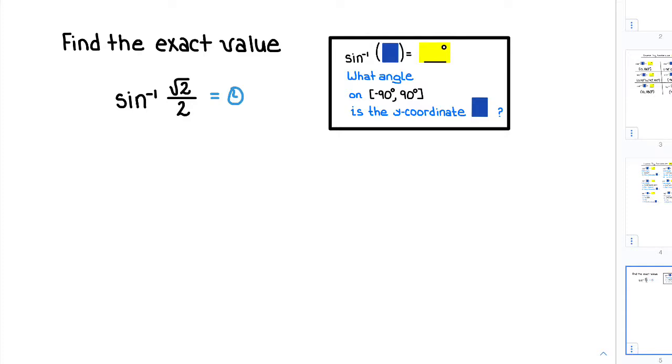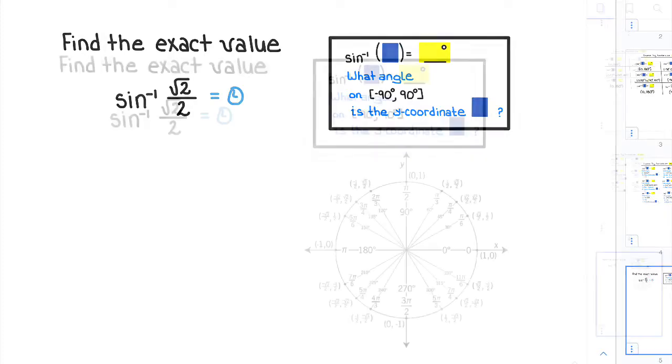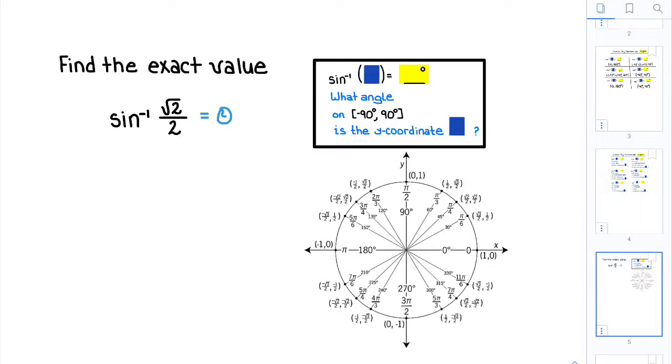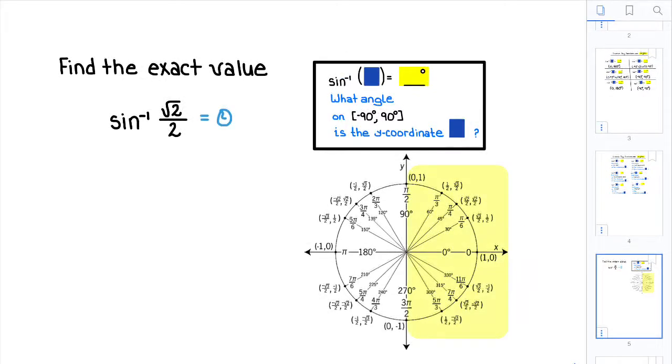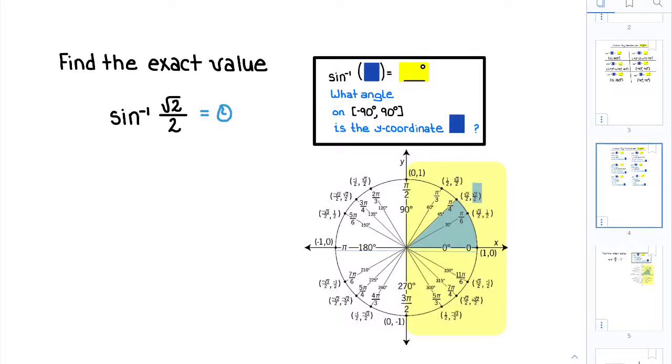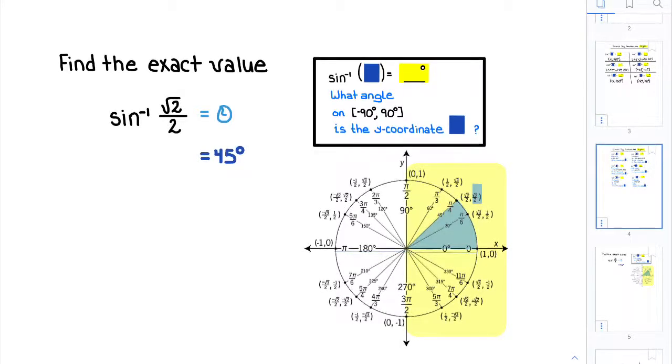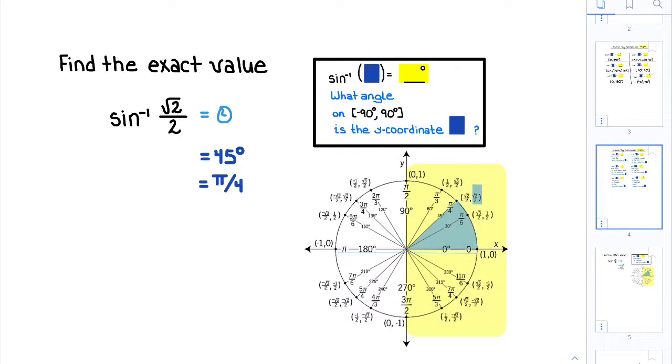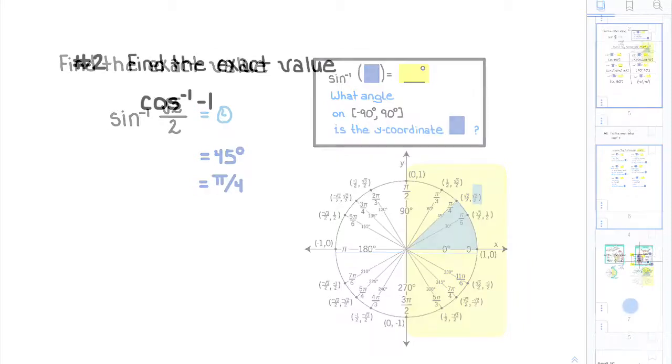So we're going to look at a unit circle and we're going to look for a y-coordinate that is root 2 over 2. The only place we can look is in quadrants 1 or 4. We notice at 45 degrees the y-coordinate is root 2 over 2. So the answer to inverse sine of root 2 over 2 is 45 degrees, or if we want the radian angle measure, it would be pi over 4.